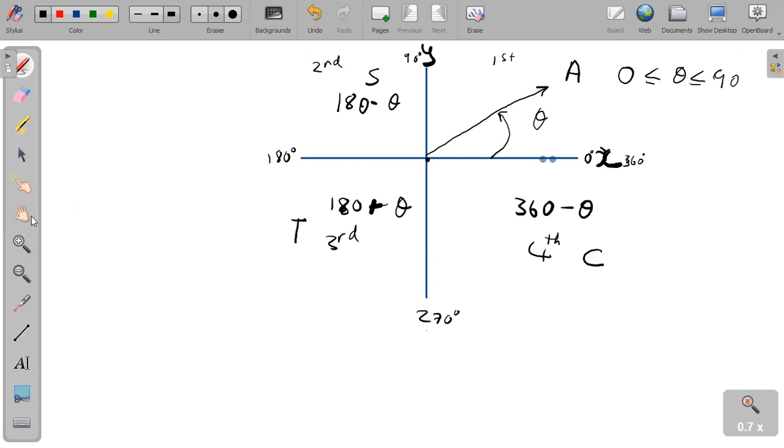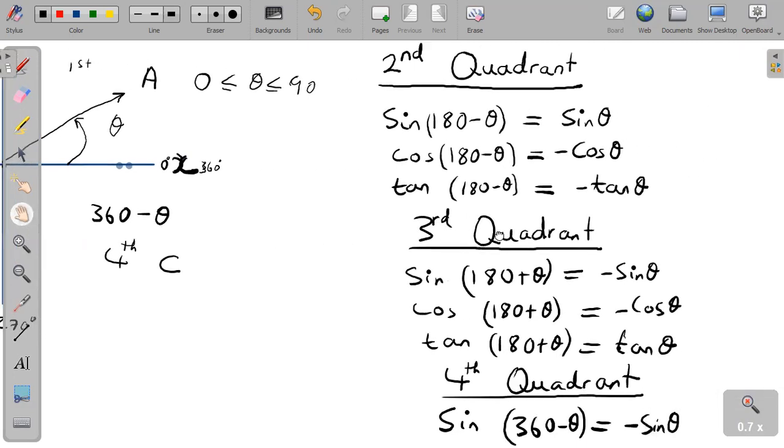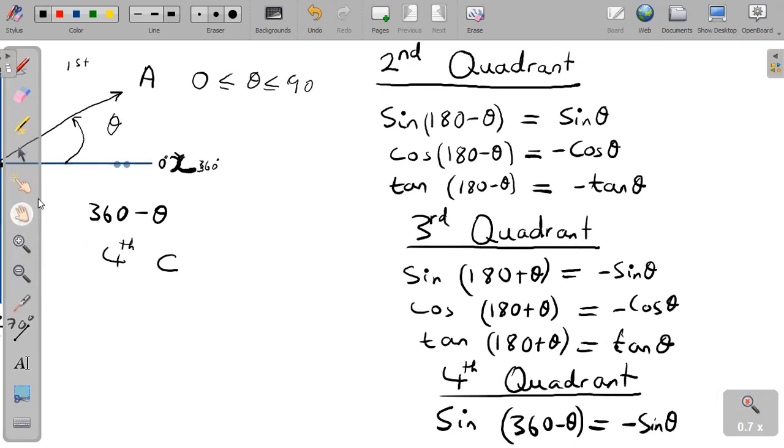Now, we need to understand each of these quadrants. In the second quadrant, sine of 180 minus theta is obviously going to be positive sine theta, because in the second quadrant, remember, sine is positive. Then cos of 180 minus theta is obviously going to be negative cos theta. Tan of 180 minus theta is negative tan theta.